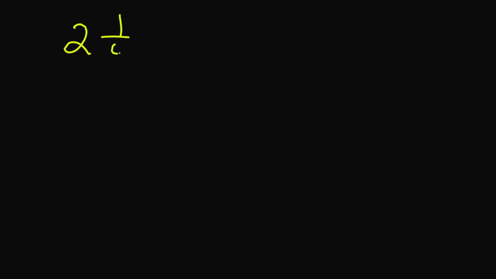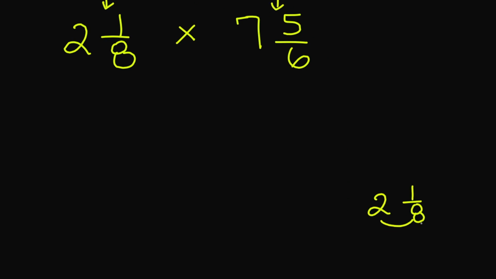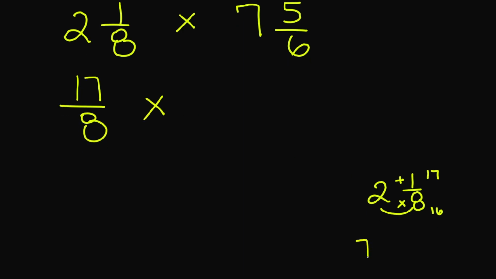2 and 1/8 times 7 and 5/6. So let's try this example here. First thing I'm going to do, we're going to turn these fractions into improper fractions. 2 times 8 is going to be 16, plus 1 is going to be 17. So the improper fraction for here is going to be 17 over 8. Times, here we have 7 and 5/6. 7 times 6 is going to be 42, plus 5 is going to be 47. So my improper fraction is going to be 47 over 6.